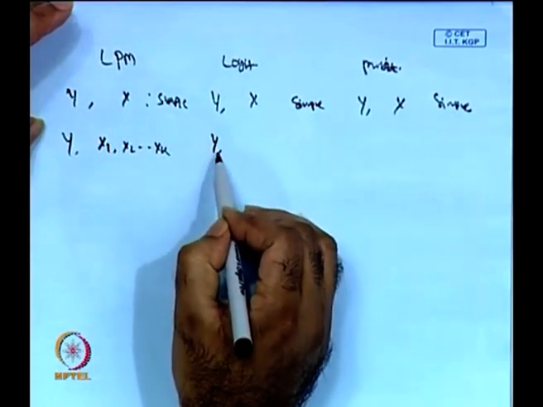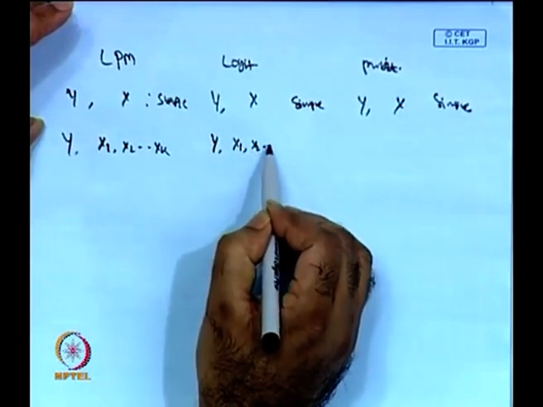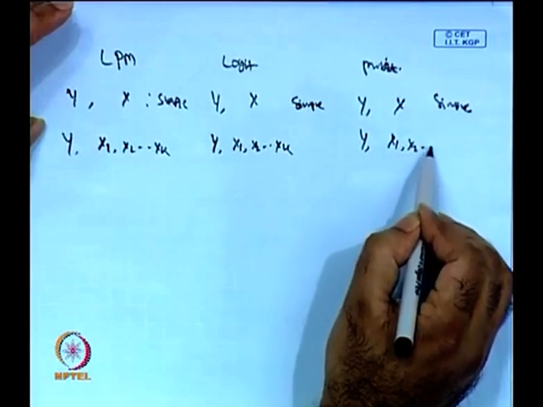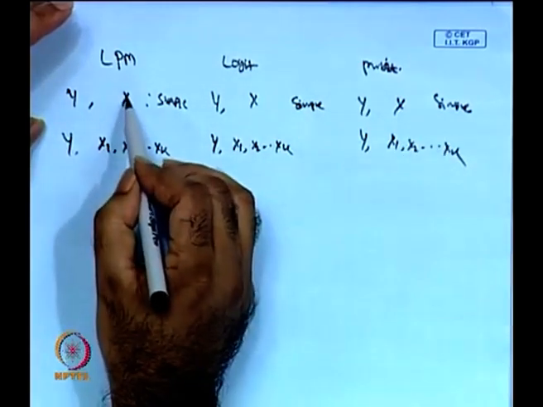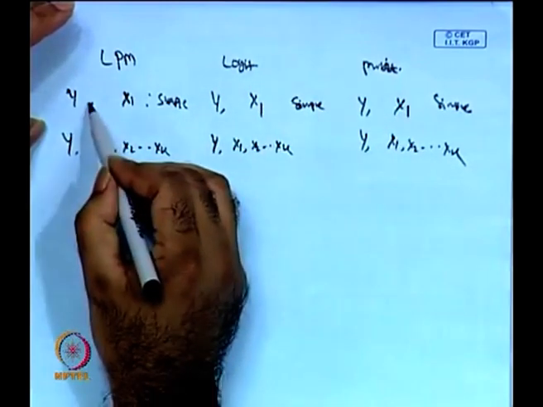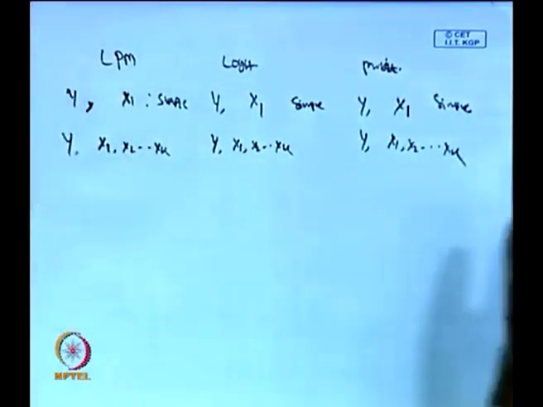So, this is y upon x1, x2, up to xk, and this is y upon x1, x2, up to xk. It is better to put x1 here, x1 here, x1 here, all right. Now, in the first simple setup, what is the similarity in all three cases? These three different models are typically used in dummy dependent econometric modeling: the linear probability model, the logit model and the PROBIT model.